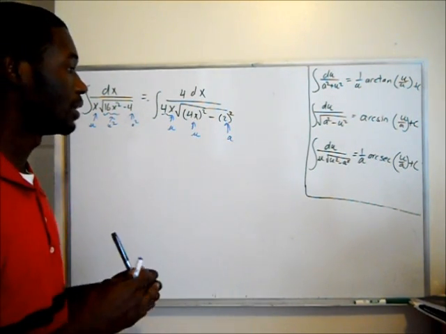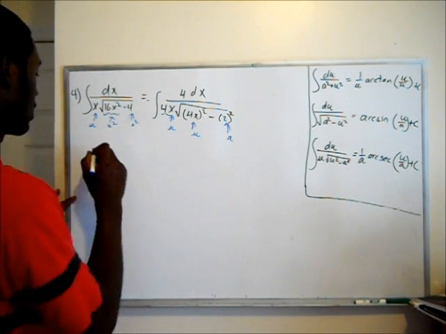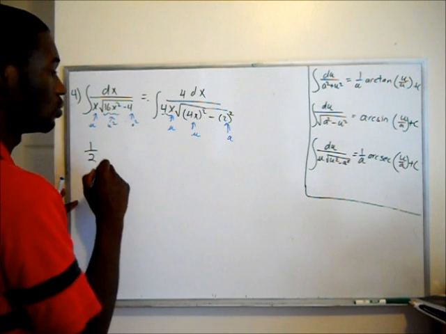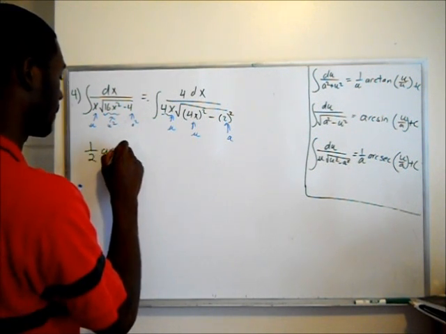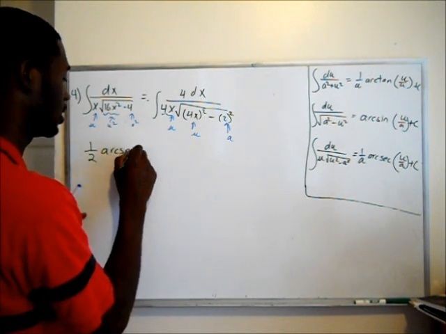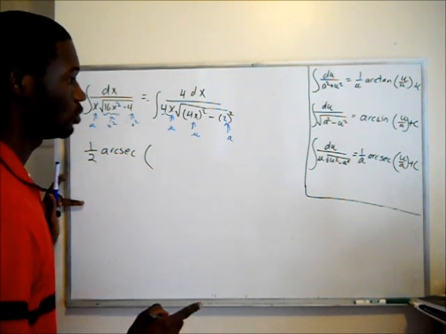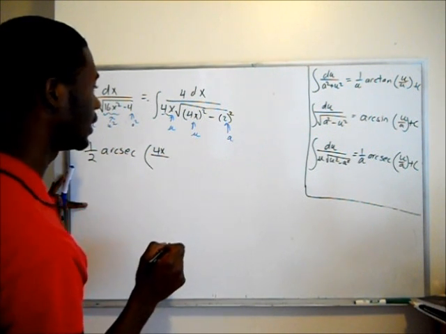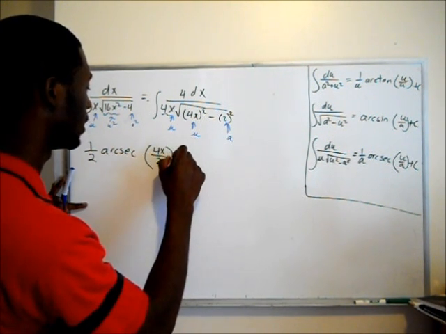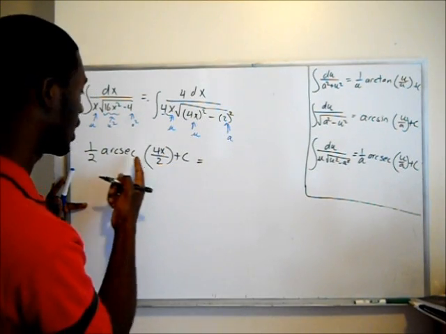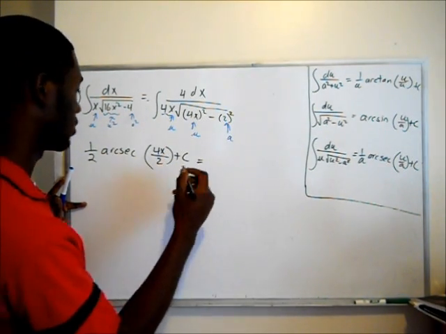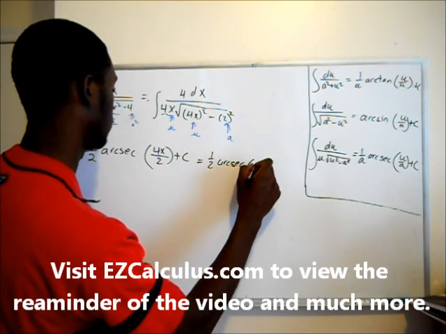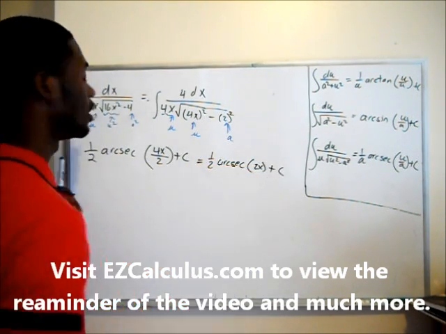Now I can just read this out. It's going to be 1 over a, so it's going to be 1 over 2 arcsecant of u over a, and u is 4x, a is 2, plus c because it's indefinite, and I can simplify this just to be 2x. So it's 1/2 arcsecant of 2x plus c. My answer for number 4.